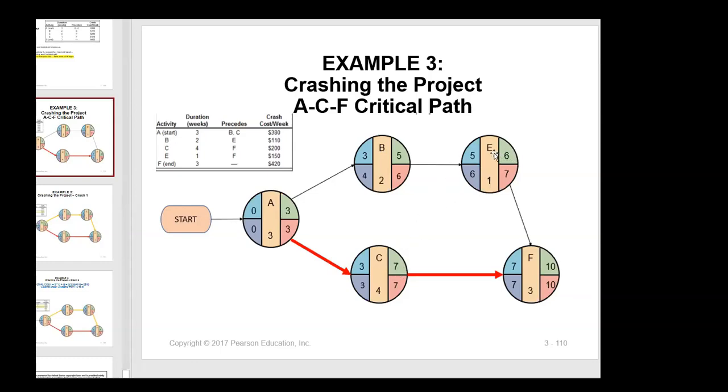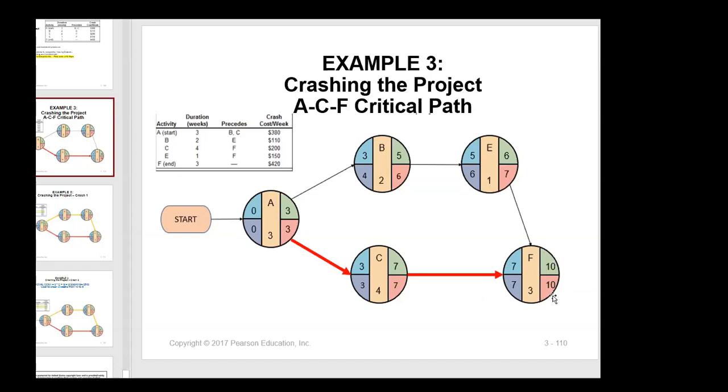Because between E and C, the F has to wait for both of them to complete to continue, right? To start its process. So which one completes later? C completes later. So 7 goes here. 7 plus 3 is 10. So the maximum time it takes for us to complete this project is 10 weeks.